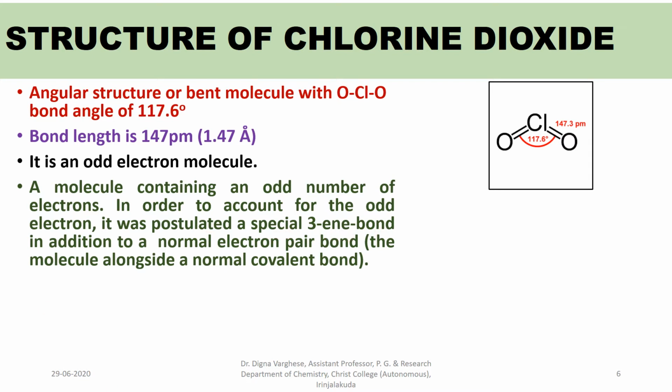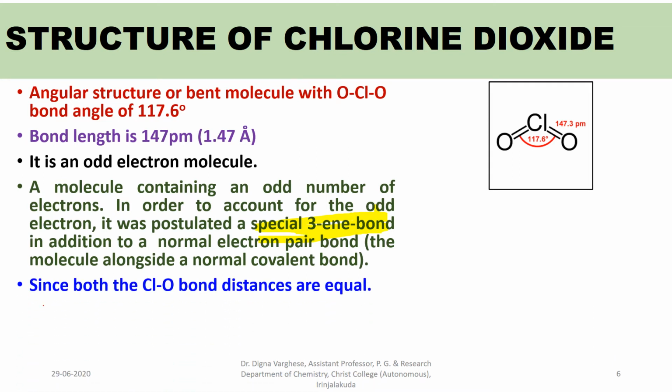A special 3-electron bond in addition to a normal electron pair bond. That is, the molecule has a normal covalent bond, and in addition to this, one extra electron for each bond. This means that it has a special 3-electron bond like boranes.